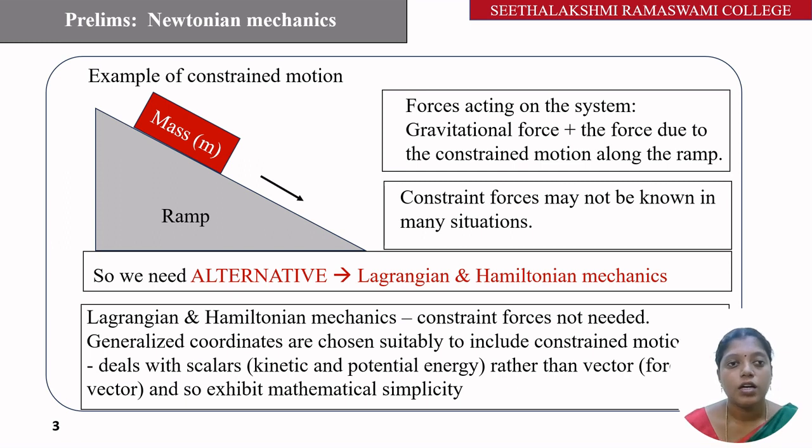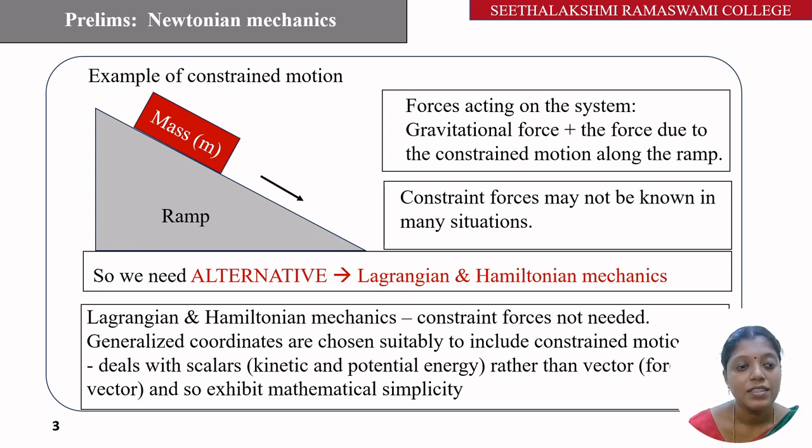The gravitational force is very easily obtained, it is known, but the force exerted by the ramp over the mass is not that easy to obtain, and this is one of the simplest problems. If you consider more complicated problems, the way to obtain constraint forces is very difficult. This shows the inadequacy or disadvantage of Newtonian mechanics. So we look for other possibilities.